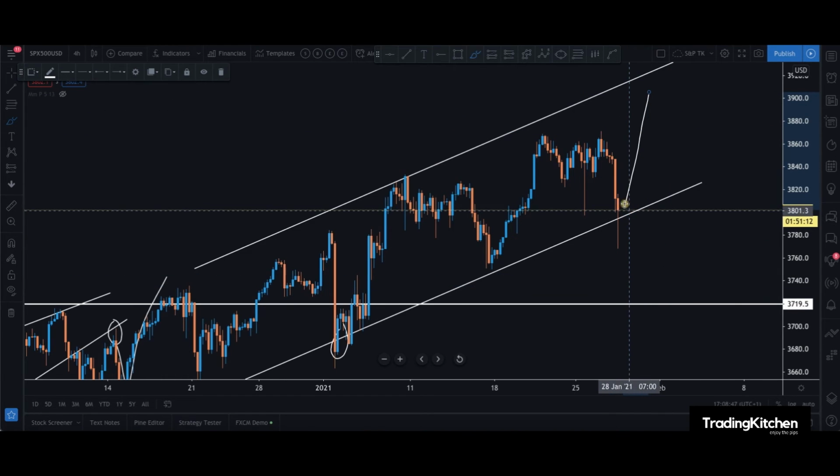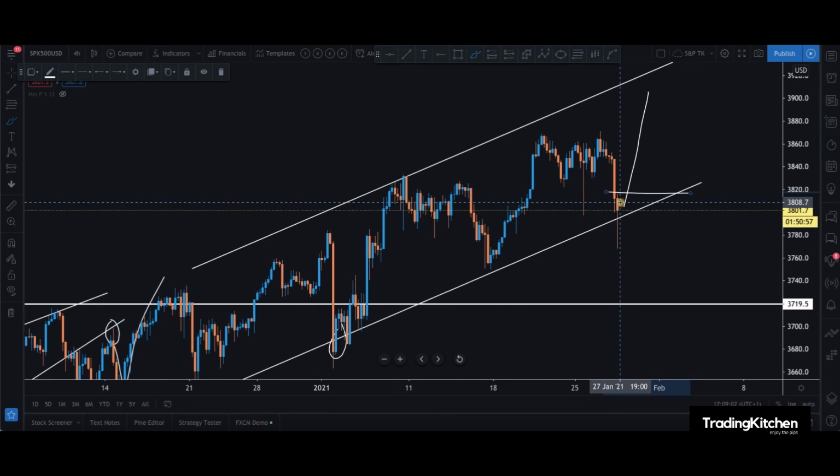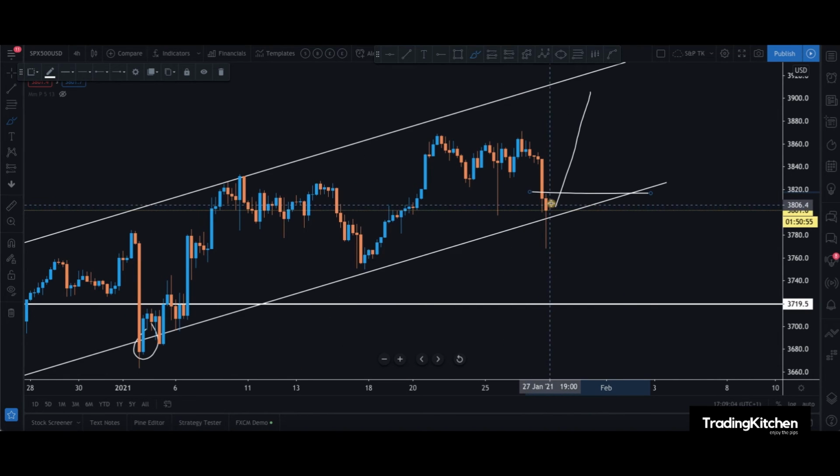When price broke the high of this pin bar, we can go long. We want to be so much sure, so we can wait for the retest. Okay, and then go long here.